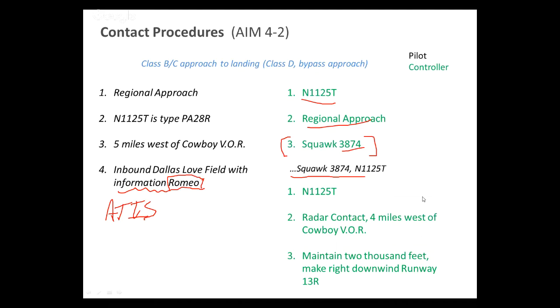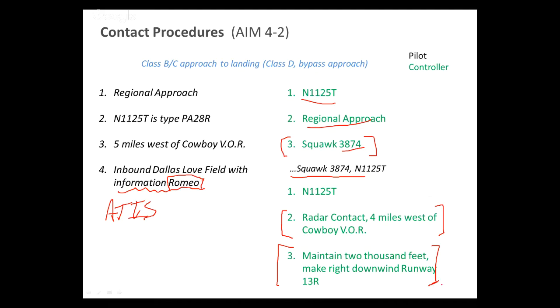Okay, and then if we're in an approach environment with radar coverage, radar services for VFR aircraft, after we punch in our code to the transponder, the controller is going to verify that he's got us on radar. So he'll come back, November 1125 Tango again. Just like we did, he starts by calling out who he's talking to. So November 1125 Tango, radar contact 4 miles west of Cowboy VOR, and then another request or another clearance. Maintain 2,000 feet, make right downwind, runway 13 right.